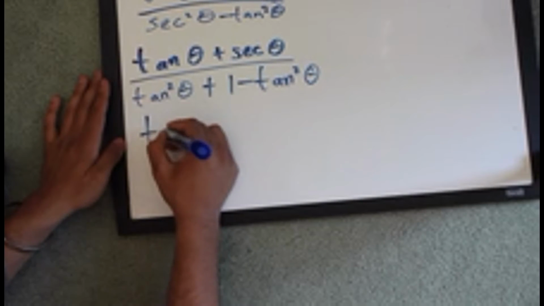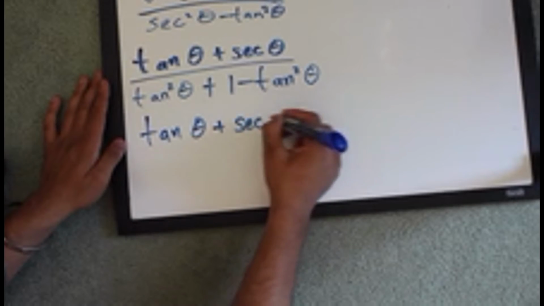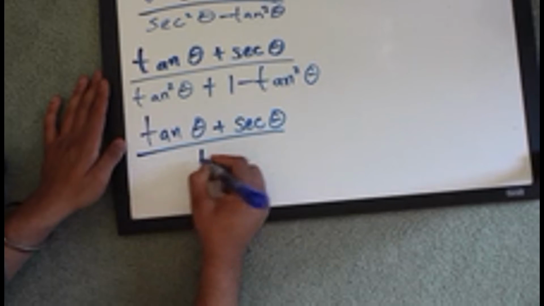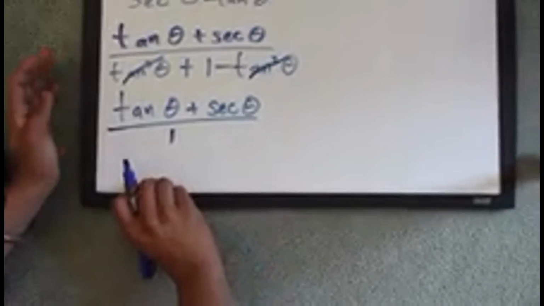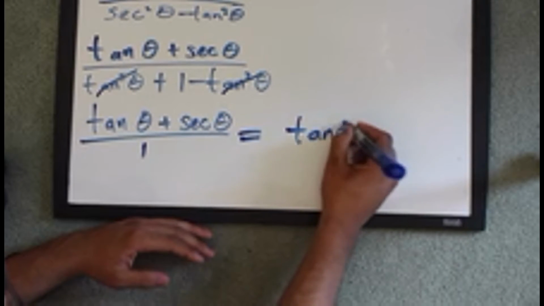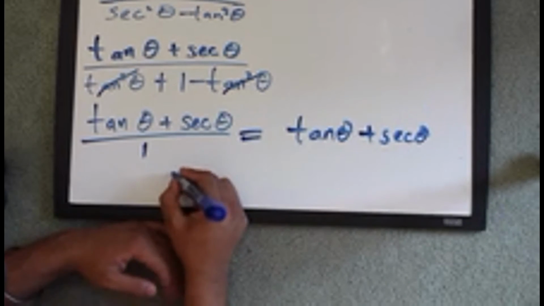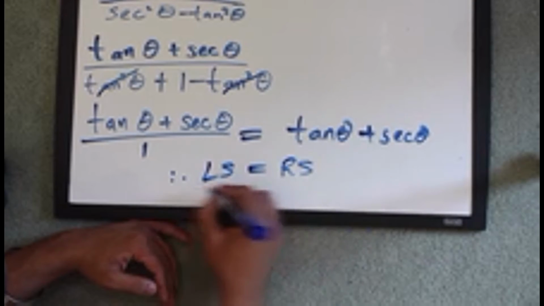So tan theta plus secant theta over 1, because these two cancel out, is equal to the right side, which was tan theta plus secant theta. So therefore, you can say our left side is equal to our right side.